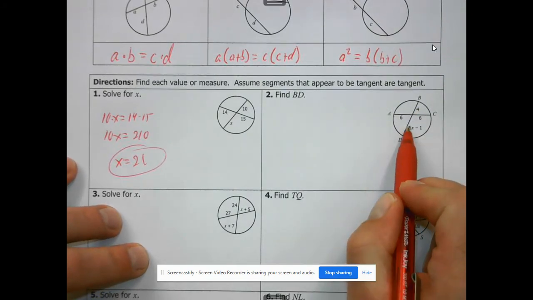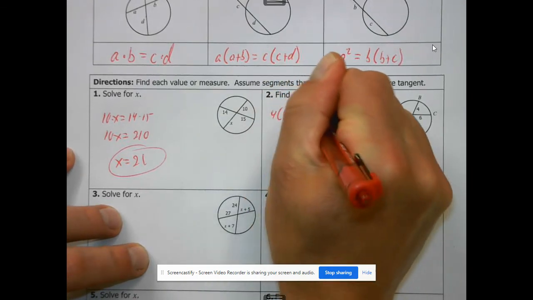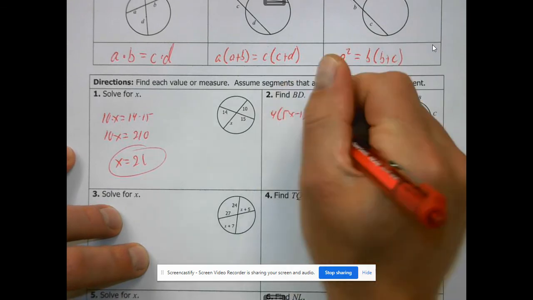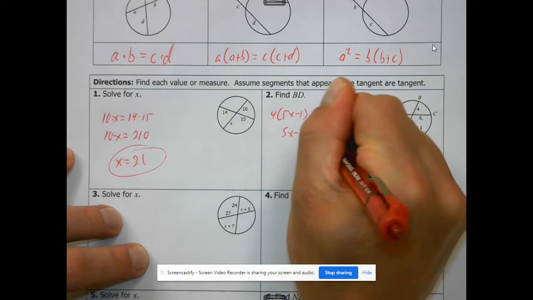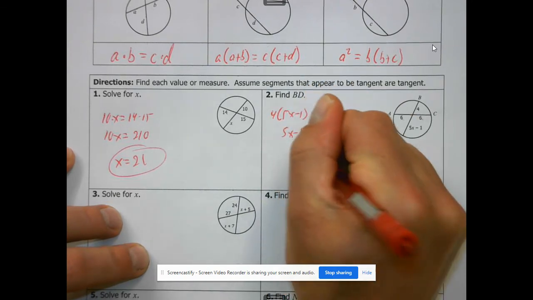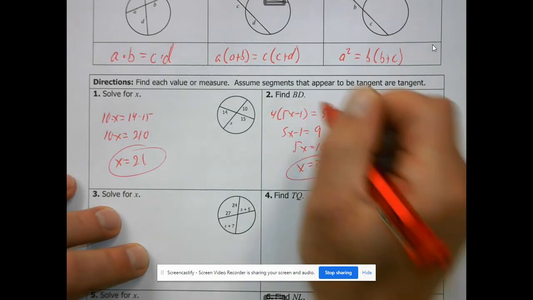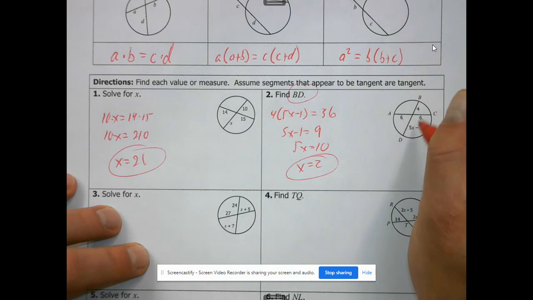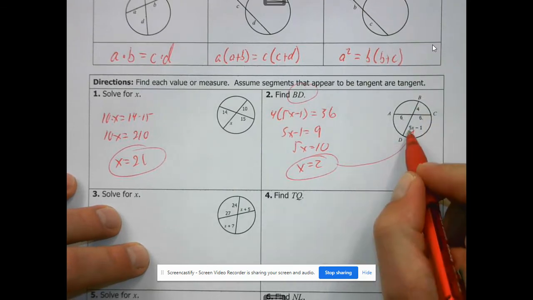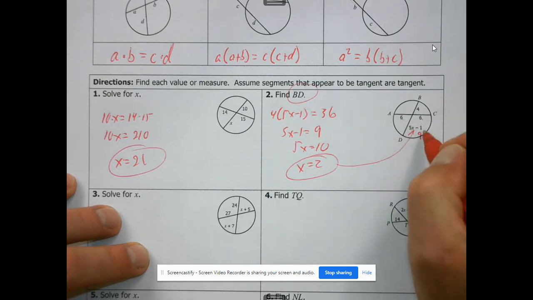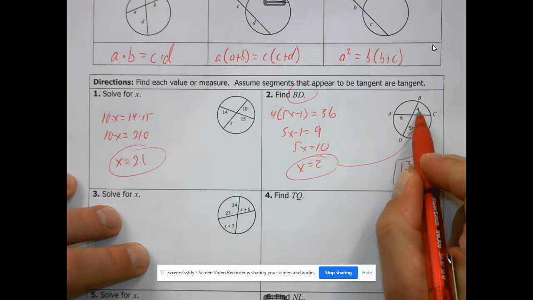A little more algebra. This piece times this piece equals this piece times this piece. So 4 times 5x minus 1 equals 6 times 6, 36. I'm going to divide by 4 first. Add 1. Divide by 5. X is 2. But it wants the length of BD, so BD is this whole piece right here. I have to plug this in. 5 times 10 minus 1 is 9. 9 plus 4 is 13.